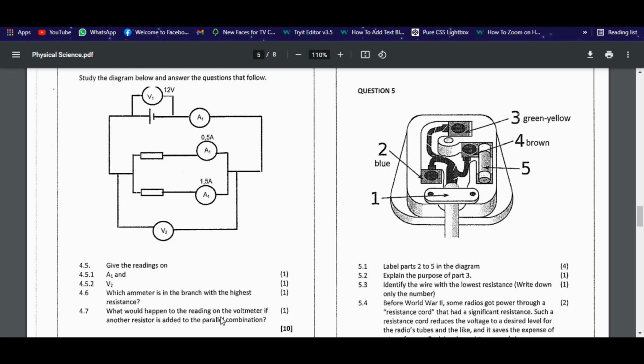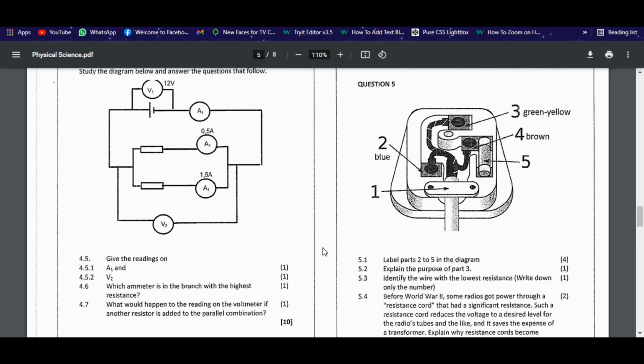So that's my answer for 4.7. Voltmeter reading would not change. It's the same. And that wraps up 10 marks.